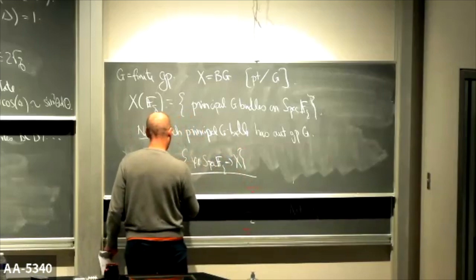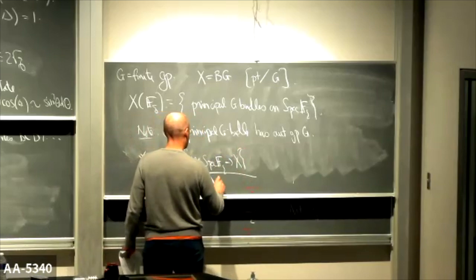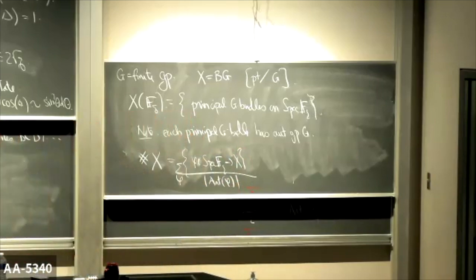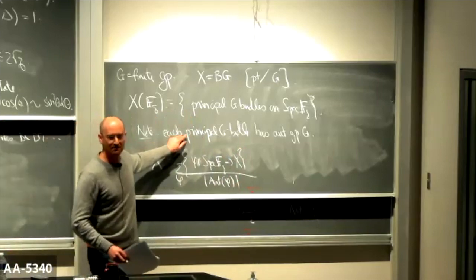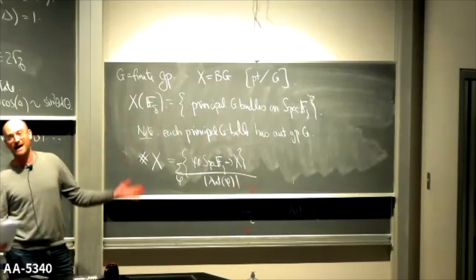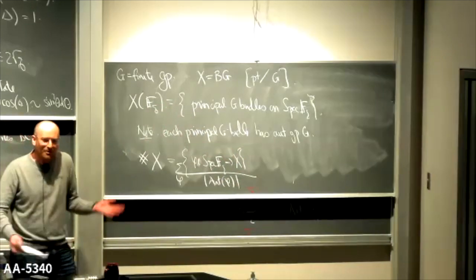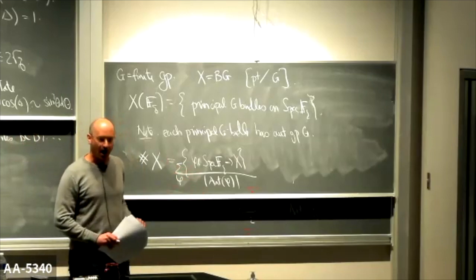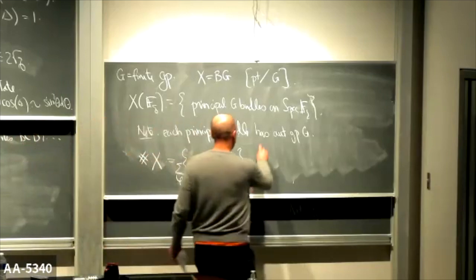So sum over all points, and then divide by the size of the automorphism group. So if we're counting points on BG, we're just going to count the number of principal G bundles and then divide by the size of G, because they all happen to have the same automorphism group. On a more complicated stack, there might be different points that have automorphism groups of different sizes.